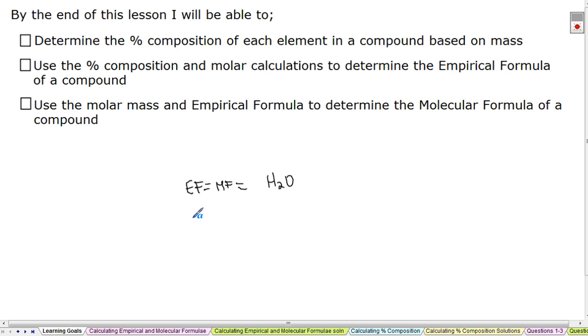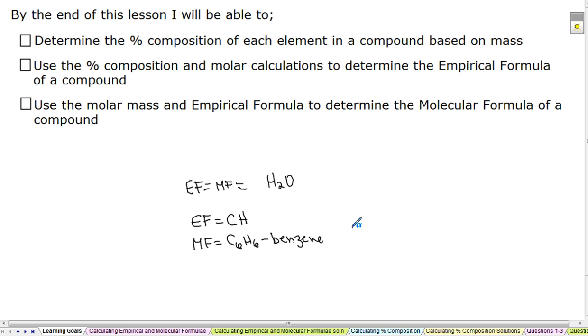Now in some cases it's possible to have an empirical formula that looks something like this, CH. Now this doesn't look possible. It appears here that our ratio carbon to hydrogen is 1 to 1, and we all know that carbon makes 4 bonds, or has the potential to make 4 bonds. However, a compound that has an empirical formula of 1 carbon to 1 hydrogen will also have a molecular formula of C6H6, and this is benzene.